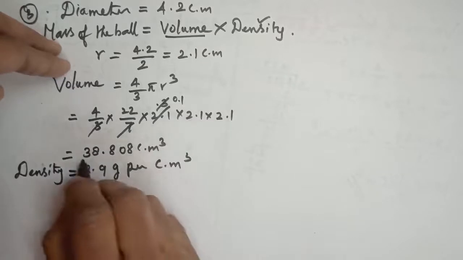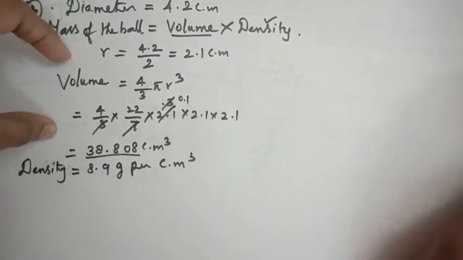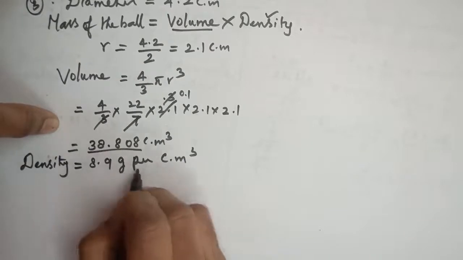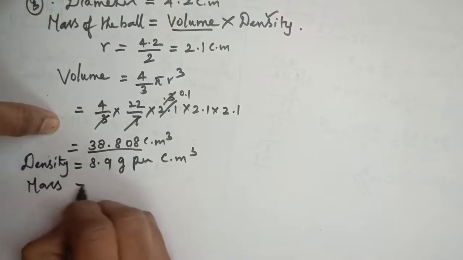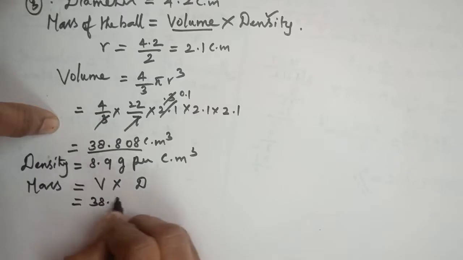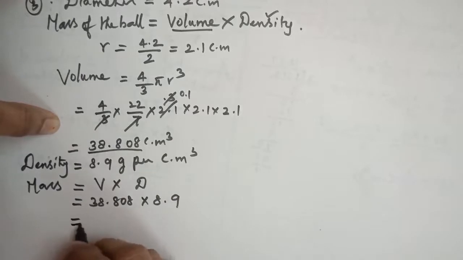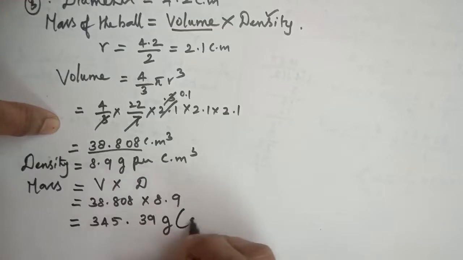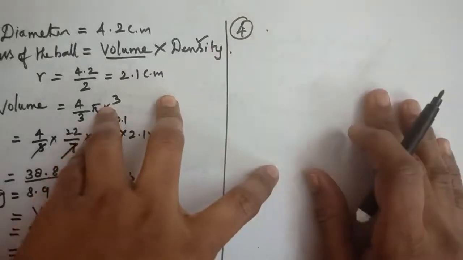So what about 38.808 centimeter cube? Okay, students, for this you have to find the mass, with density 8.9 gram per centimeter cube. So mass is equal to volume into density. Volume is 38.808 into 8.9, so that is equal to 345.39 grams. This is approximately. Is it clear? Good. Let's see the fourth question.